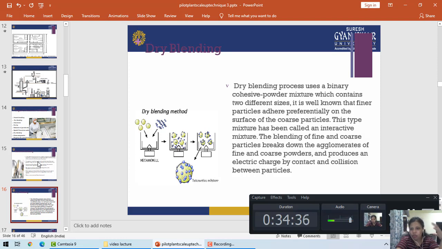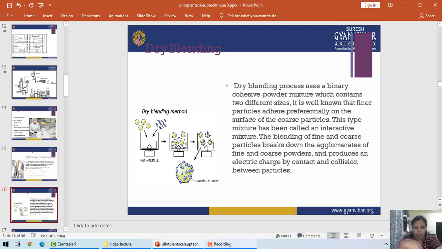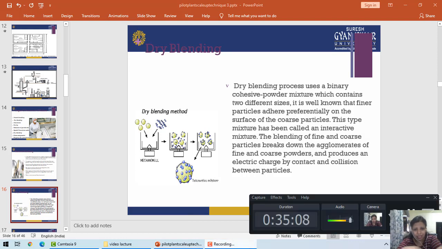The blending of fine and coarse particles breaks down the agglomerates of fine and coarse powders and produces electric charges by contact and collision between the particles. So basically, in dry blending we blend two types of powders, two different sizes. Some are fine, some are coarse particles, and we should mix them accordingly. Okay, so this is about the dry blending method.